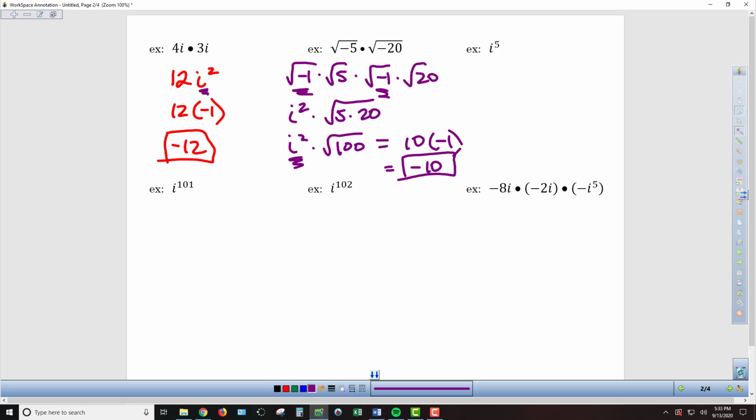And so you'll notice that's quite different than if we had just said, oh, multiply the square root of negative 5 times the square root of negative 20, negative 5 times negative 20 equals 100. And so we would have gotten positive 10 as an answer instead of negative. So we always, always, always have to separate out the root negative 1 from any imaginary number that we have in a given problem.